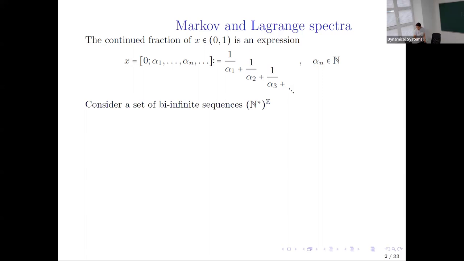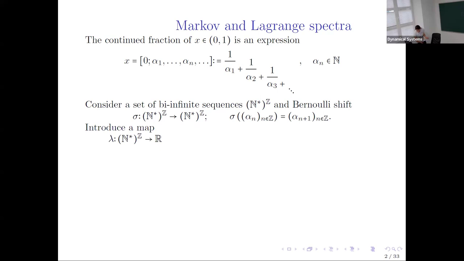And we can also consider bi-infinite sequences. To any bi-infinite sequence of natural numbers, you can construct a map on these bi-infinite sequences that takes a sequence of natural numbers and moves it to another sequence of natural numbers. It is just a shift. We want this to act on continued fractions, and then we want to introduce an extra map from the sequences into real numbers. It takes a sequence and splits it into two halves, and this is a function called lambda by my great authors, Moreira and Matheus, Santos.